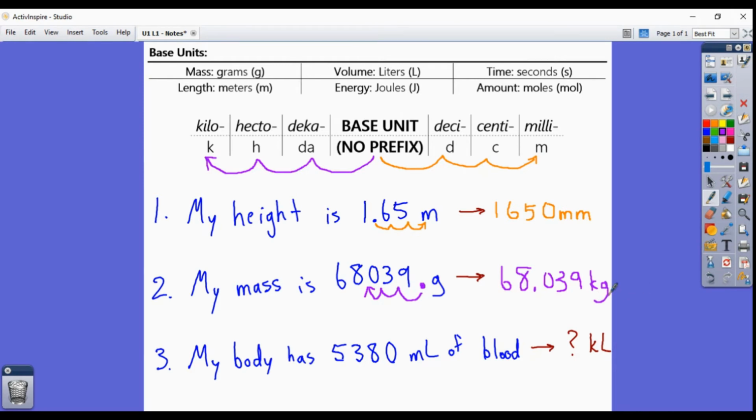Okay, well, let's do one more. So my body has 5,380 milliliters of blood in it. So if you were to go full vampire and just suck out all my blood, then that's about how much there would be.